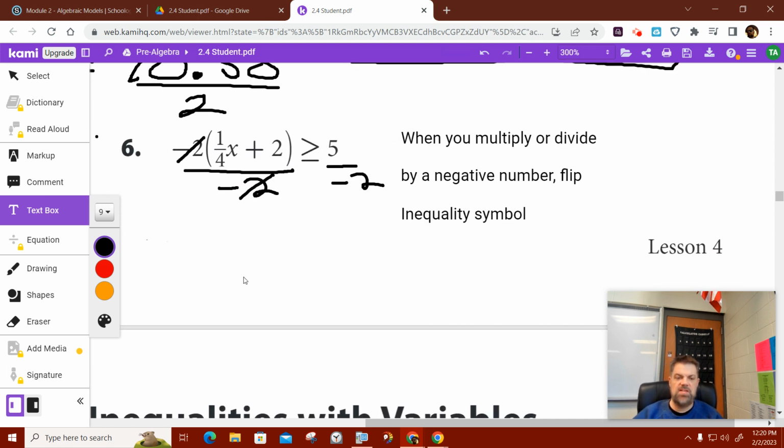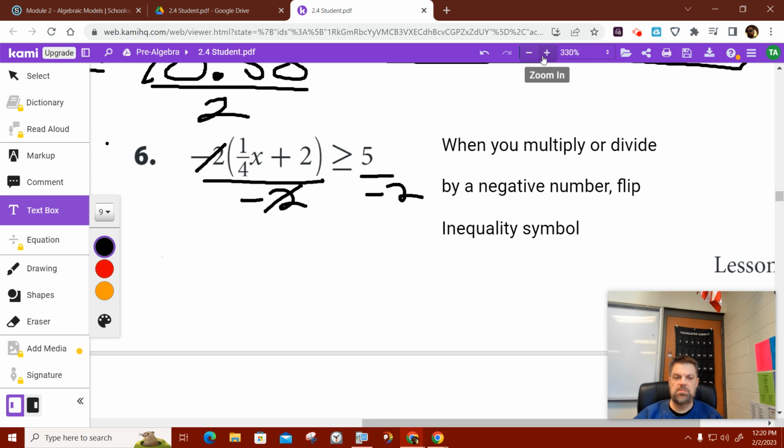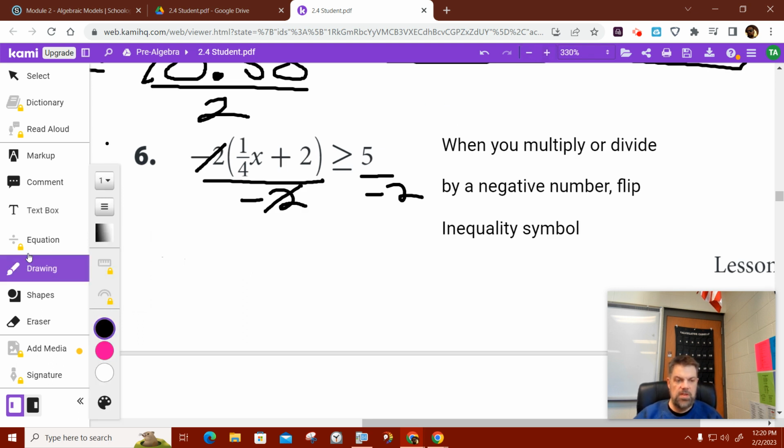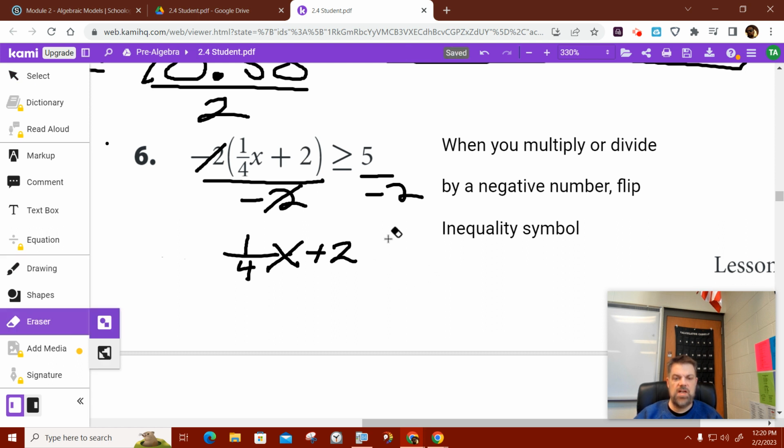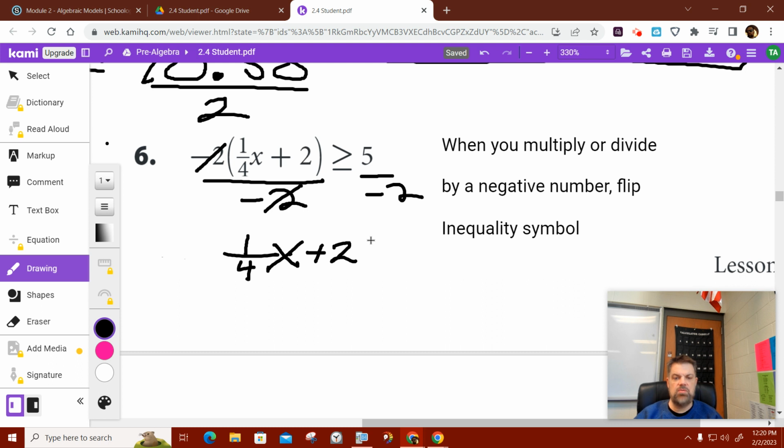Now what that means is in my next line, what I need to do, these cancel and I'm left with 1 over 4, right, times x plus 2 is greater than, or oops, I just made the mistake that I was trying to avoid. Remember, I flipped the inequality symbol. That looks different. It's going in the other direction, all over 5, or less than or equal to 5 over -2.